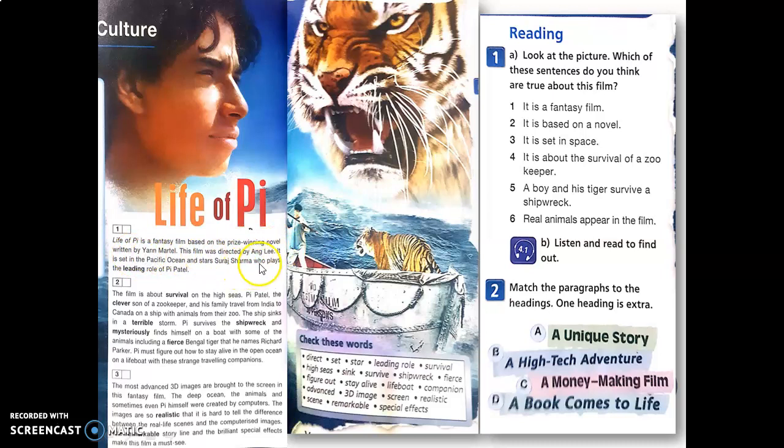This film was directed by Ang Lee. It is set in the Pacific Ocean and stars Suraj Sharma, who plays the leading role of Pi Patel. So the film is about survival on the high seas, and Pi Patel, the clever son of a zookeeper, and his family travel from India to Canada on a ship with animals from their zoo.